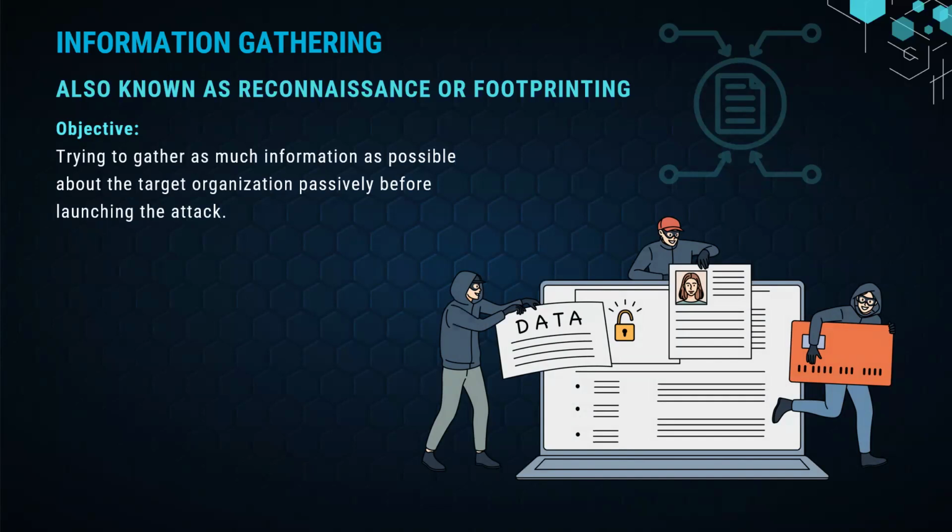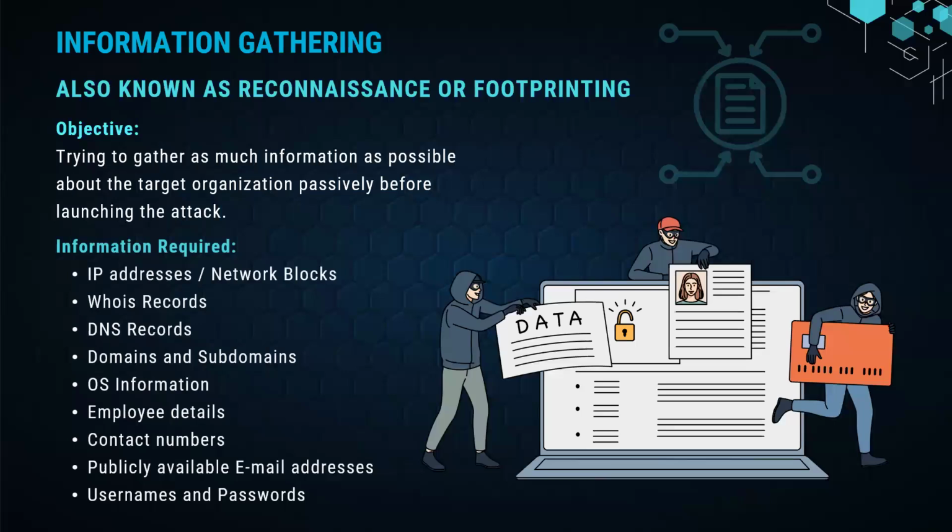But the main question that arises here is what kind of data are we trying to look for, or what kind of information are we trying to research here? And this is the information as follows. When you're performing a penetration test or a hack on an organization, the first thing you do is try to obtain all these pieces of information: IP addresses, network blocks, WHOIS records, DNS records, domains or subdomains of the organization, operating system information, what OS they are using on their servers, employee details, contact numbers of those employees, email addresses of those employees, usernames and passwords of those employees, which might have been leaked online in data breaches.